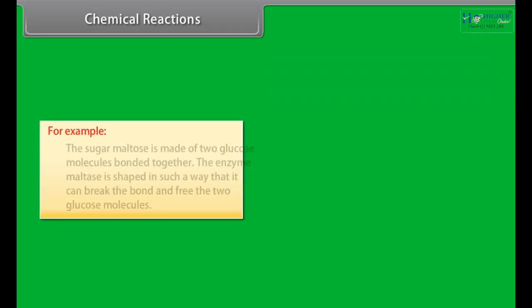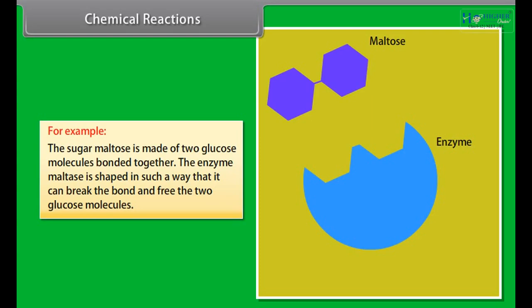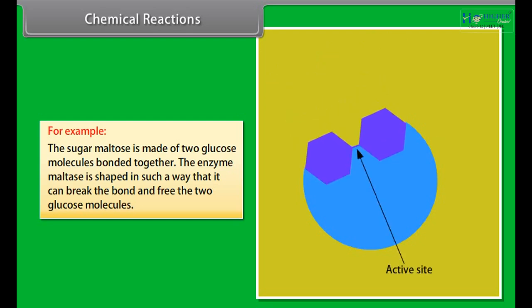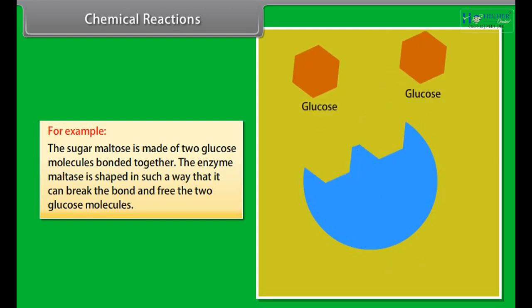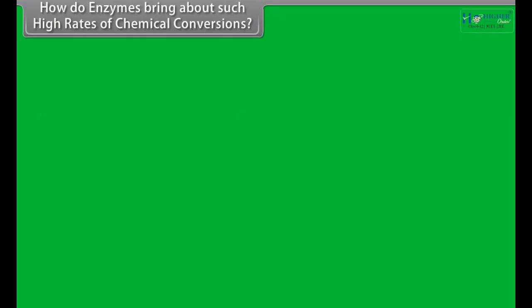For example, the sugar maltose is made of two glucose molecules bonded together. The enzyme maltase is shaped in such a way that it can break the bond and free the two glucose molecules. How do enzymes bring about such high rates of chemical conversions?